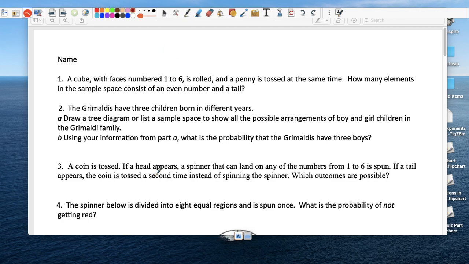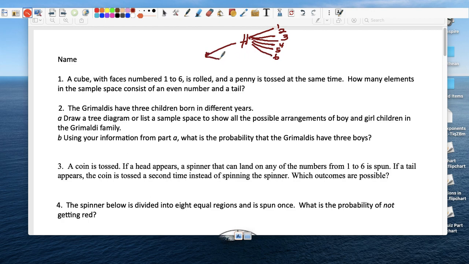Three. Create a little confusion. So you flip a coin. Imagine the game: if you get heads, then you're going to spin a spinner. And you can have any of these things happening. So you can have a heads with number 1, heads and 2, heads and 3, heads and 4, etc.